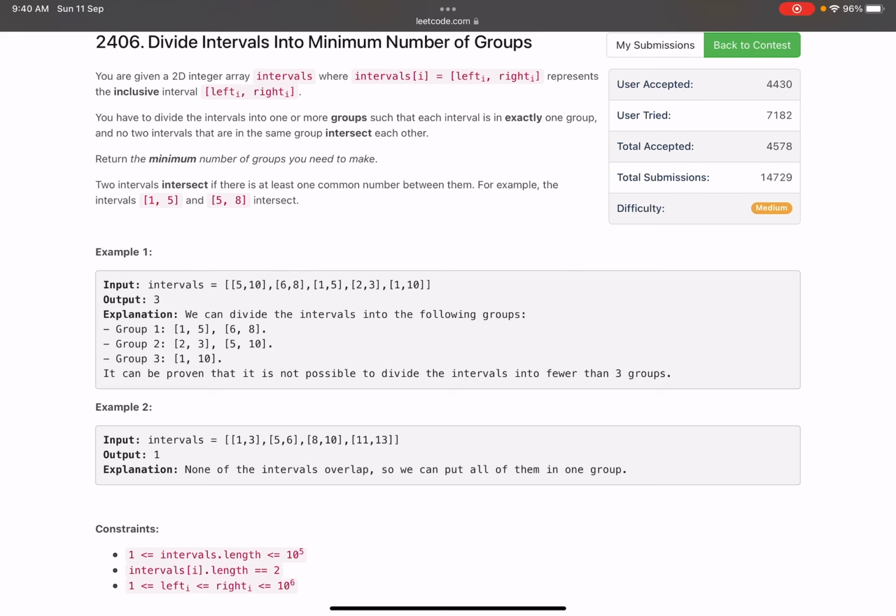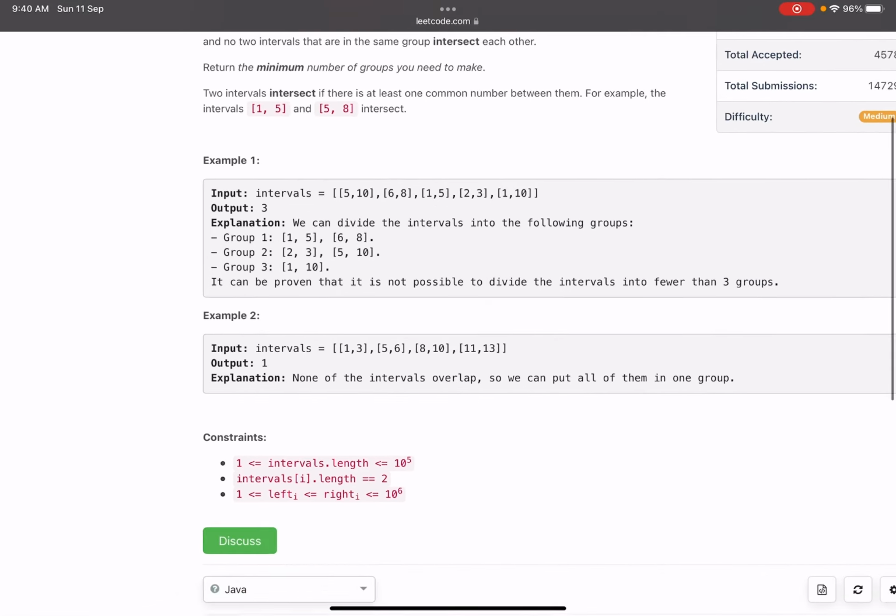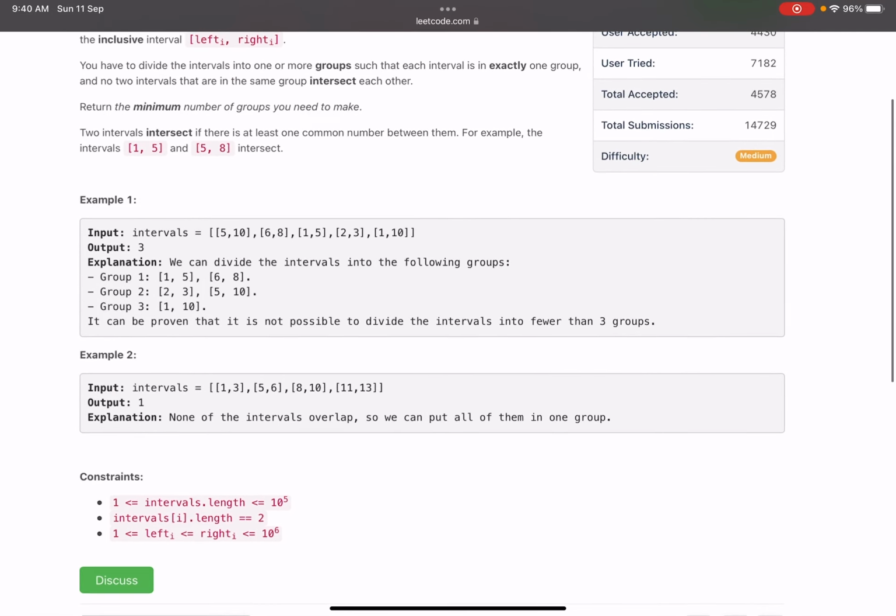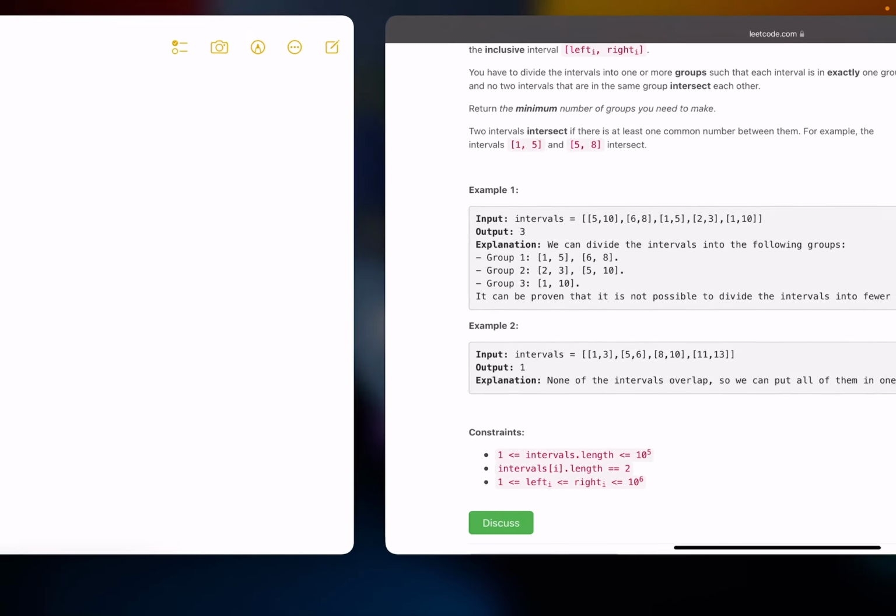For example, the interval 1 5 and 5 8 intersect, because obviously 5 is the common element in that interval, and hence it intersects. So we need to tell the minimum number of required groups that we can make. So let's take the example and understand what the problem is saying.